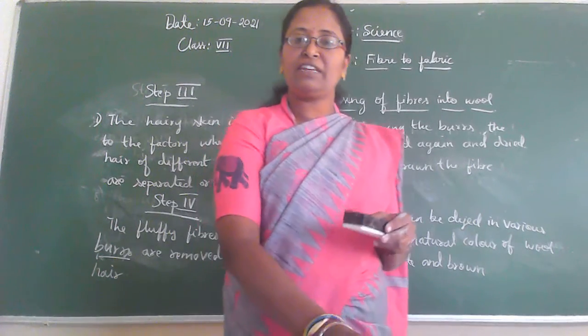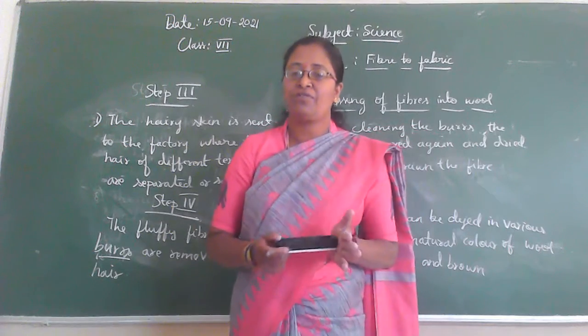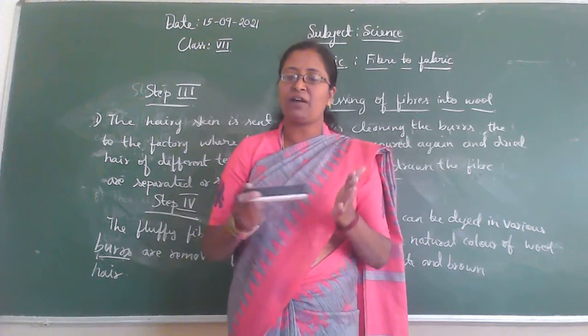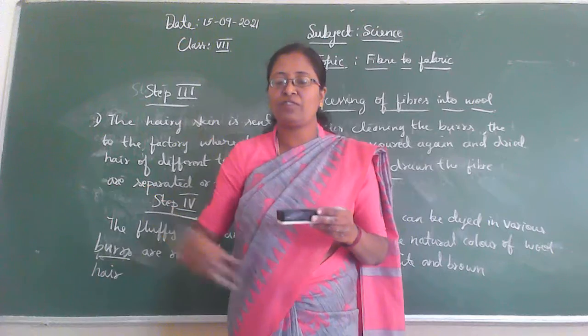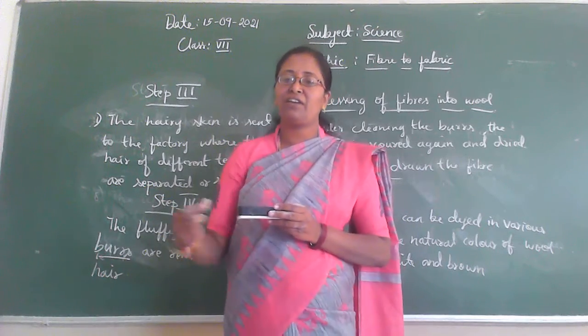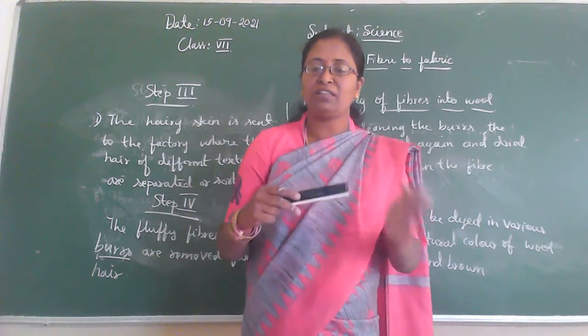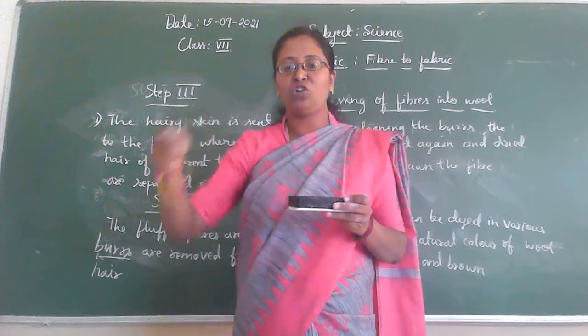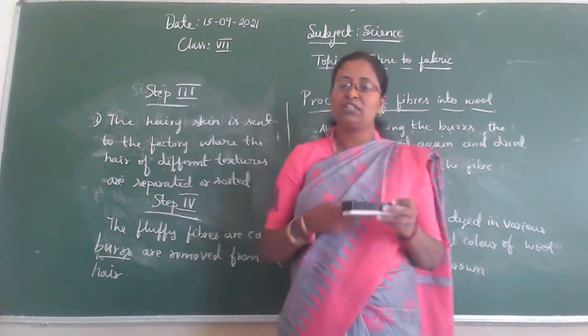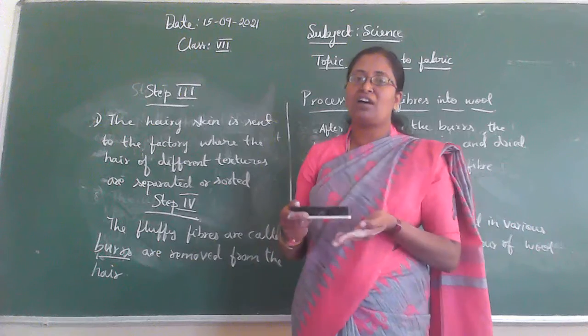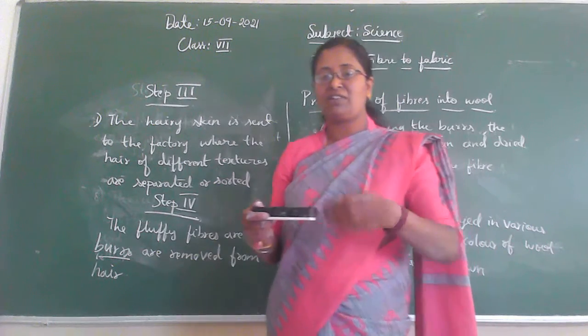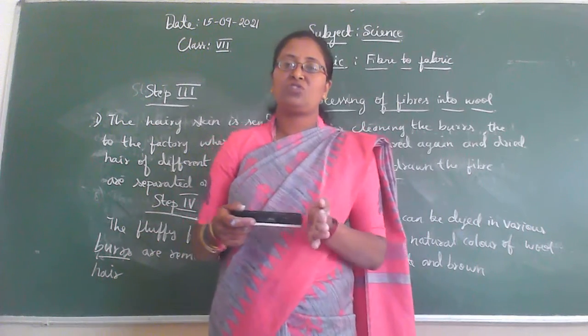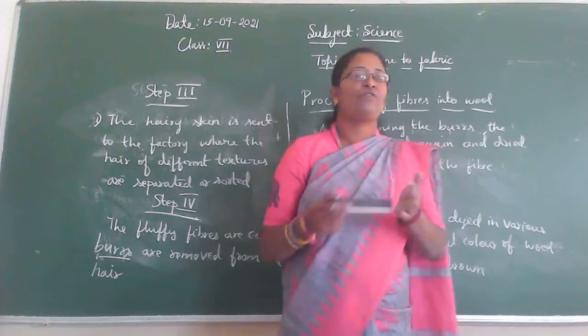Then what is the next step? In this step the fibers are straightened. After dyeing in various colors, the fibers are straightened and combed and rolled into yarn. They are converted into yarn next. So that is the next step.